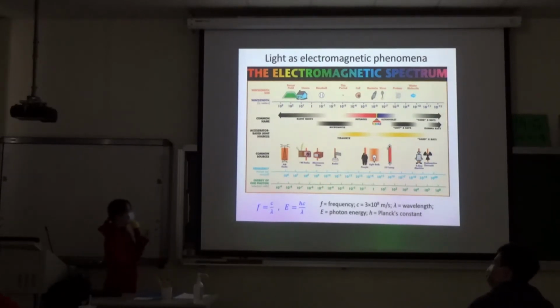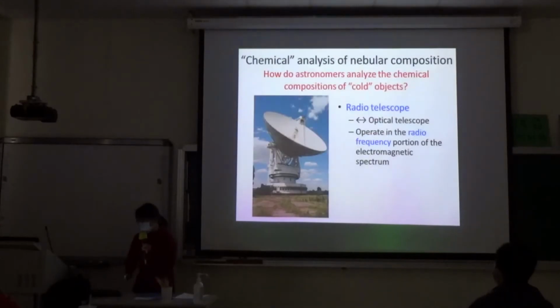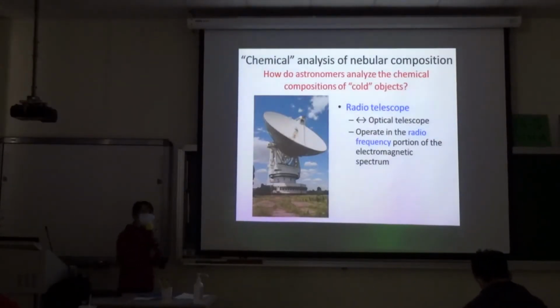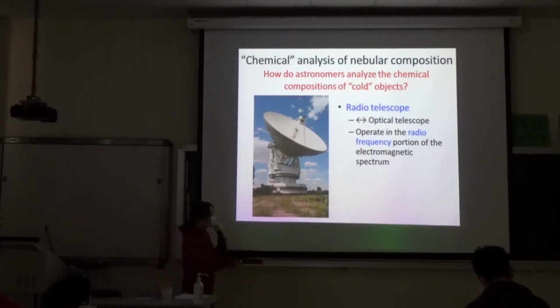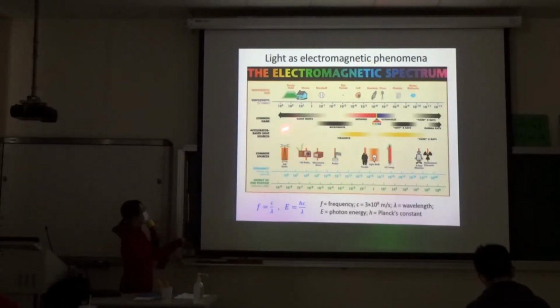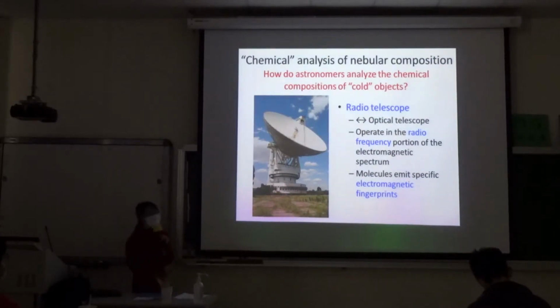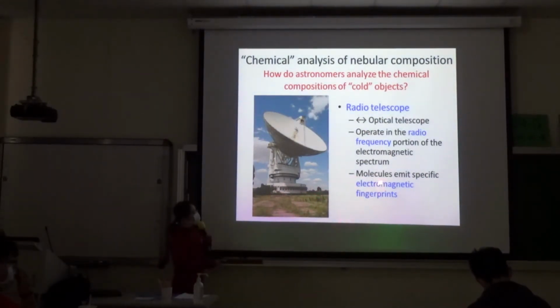So they need to use radio telescope to analyze the chemical composition of dark material in the space. So it's very different from the optical telescope used to study stars. And it operates in the radio frequency. So as you see the next slide, portion of the electromagnetic spectrum here. And molecules, they emit specific electromagnetic fingerprints.